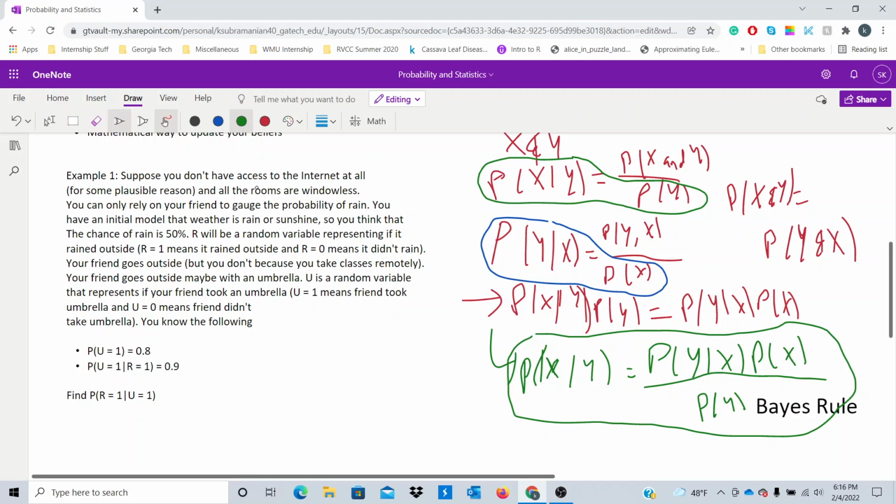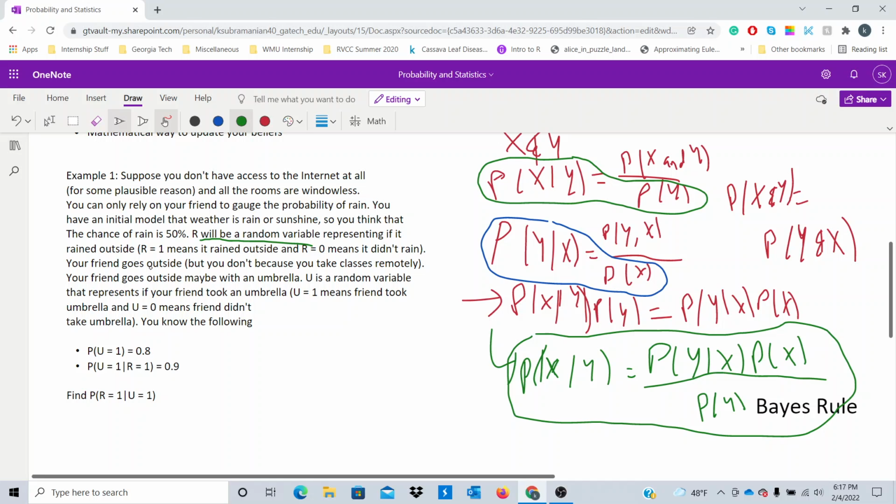And you have an initial model of how weather works. You think that weather is rain or sunshine, so you think that the chance of rain is 50%. We're going to let R be a random variable representing if it rained outside. R equals 1 means it did rain outside, R equals 0 means there was no rain. So R is a binary random variable based on if it rained or didn't rain.